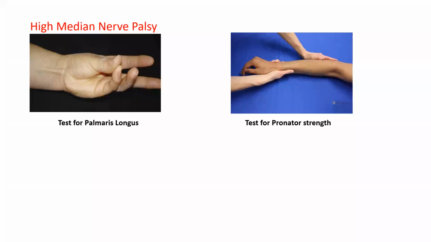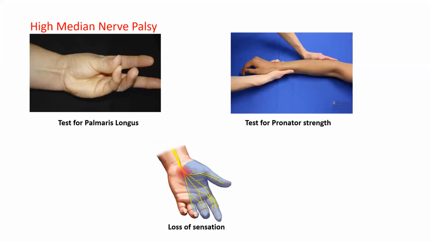How to check for pronator strength? Keep the elbow in mid flexion and mid pronation and ask them to complete the pronation. If the pronation is weak, the pronator teres and pronator quadratus are affected. And like we discussed earlier, the palm as well as the fingers are lost. Because in a pure low median nerve palsy, only the fingertips are lost. Whereas if it is a high median nerve palsy, the entire palm and lateral 3.5 fingers are lost.